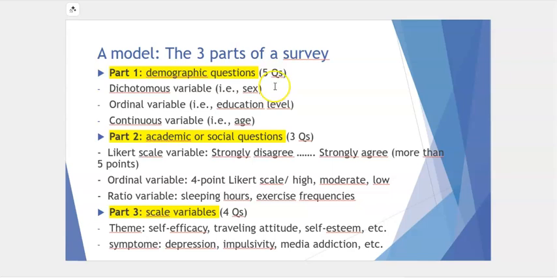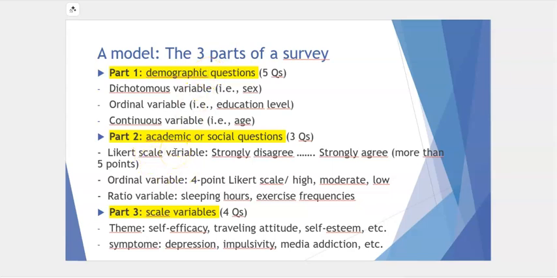A dichotomous variable would be your gender: you are a man or a woman. An ordinal variable can be your education level: high, middle, or low, or primary, secondary, university, or graduate, something like that. A continuous variable can be age, for instance: what is your age? People can freely answer about their age. So these are the demographic questions. We will talk about the different types of variables in the next session, but we already know there are three different types of variables that can be used to obtain demographic information.